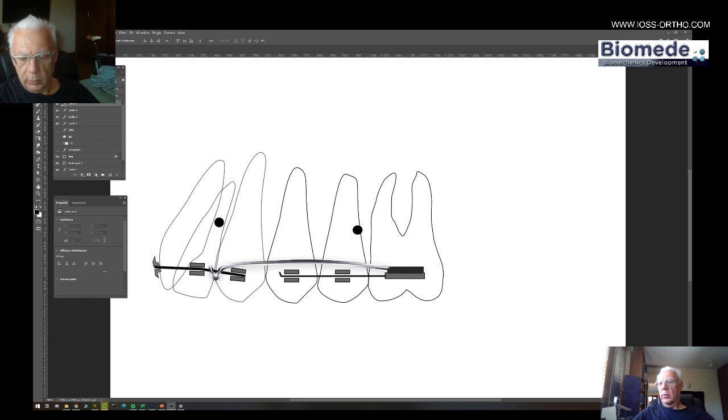We had this request of discussion on the use of a TAD in order to control anchorage while we are performing an intrusion of the anterior teeth through the use of a cantilever system. So, as I said, it is quite an interesting topic to discuss, focusing on its biomechanics.